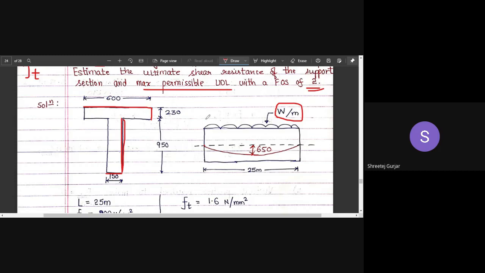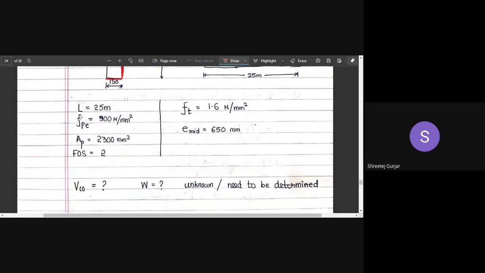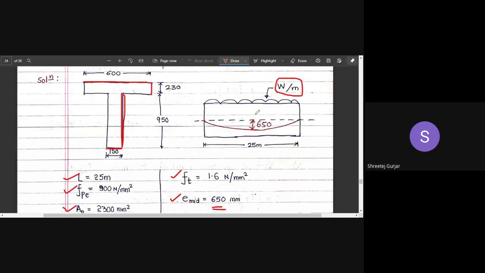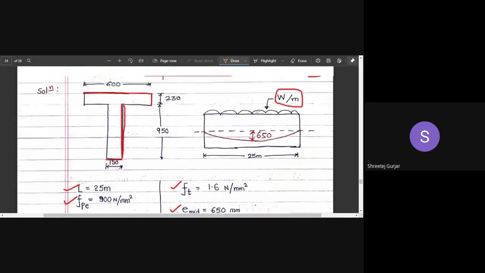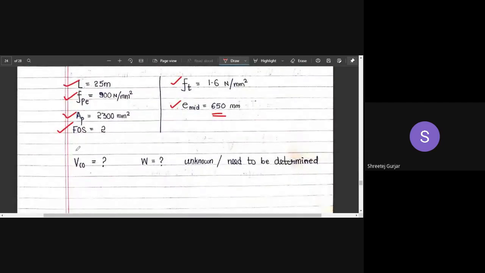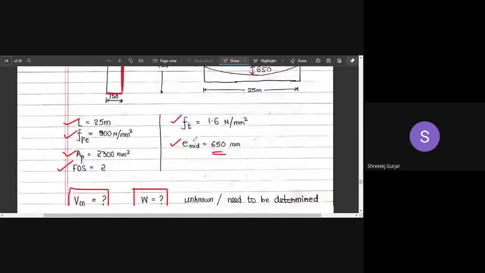Okay, so all these things are given to us. I have written over here, you can see, the length of the beam 25 meters, FPE, AP, factor of safety, FT, and eccentricity at the midspan. Okay, all these things I have written down. I hope the problem statement is clear. Now, as I've told you, we need to determine VCO, and we need to determine the maximum permissible UDL allowable on the beam.